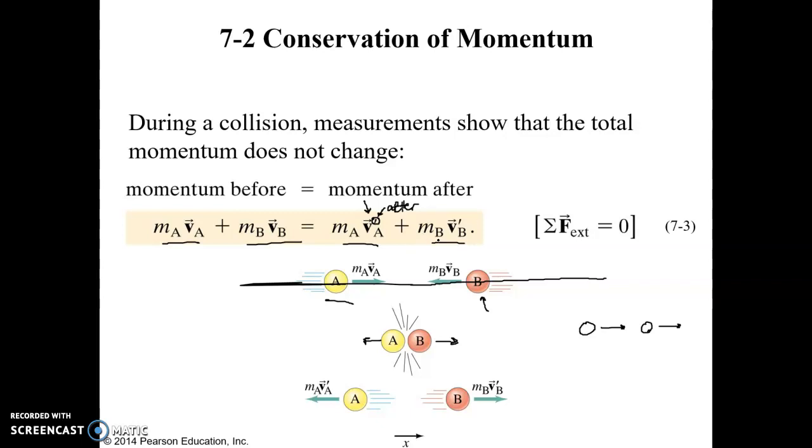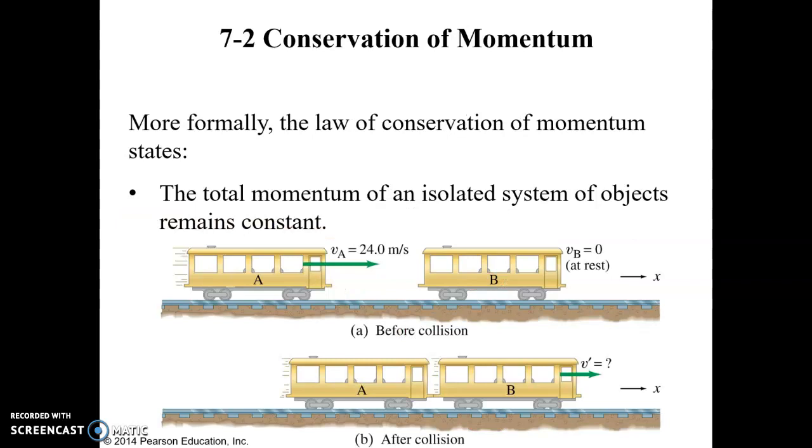And then we have m sub B. Again, the mass doesn't change during the collision, but the velocity will. And so we have v prime, and again, that's denoting that it's after the collision. Okay, let's put this into the context of an example problem.